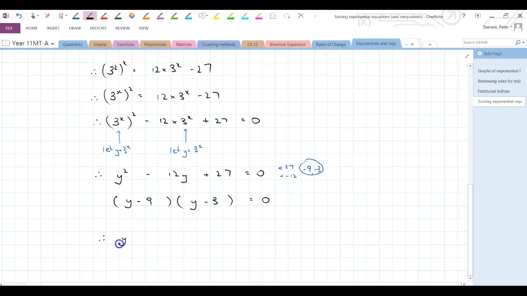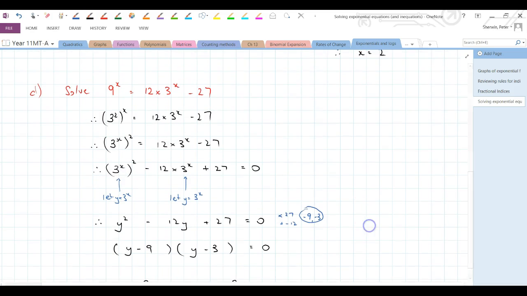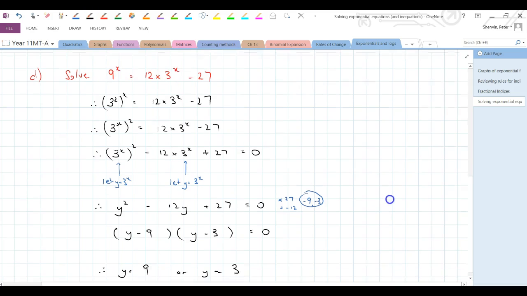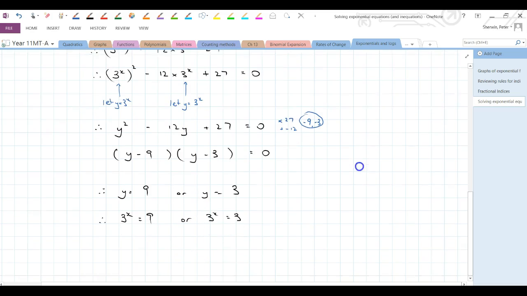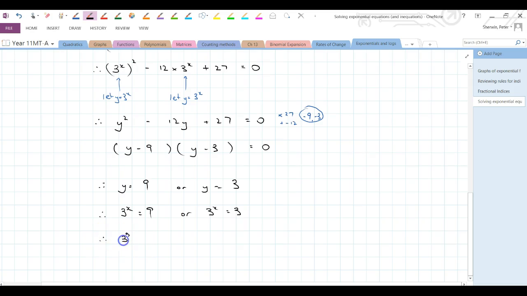So what have we done here? We've solved y equal to 9 or 3, but we're right back at the top here. We're not asked to solve for y, we want to solve for x. So this is our time now to bring 3 to the x back into play, because y is equal to 3 to the x. We made that substitution, so we need to sub that back in now. y is 3 to the power of x. So 3 to the power of x is 9, or 3 to the power of x is 3. And we can see here now we're back to getting the same base on either side. 3 to the power of x is equal to 3 to the power of 1. So now we've got our x equals 2 or x equals 1.